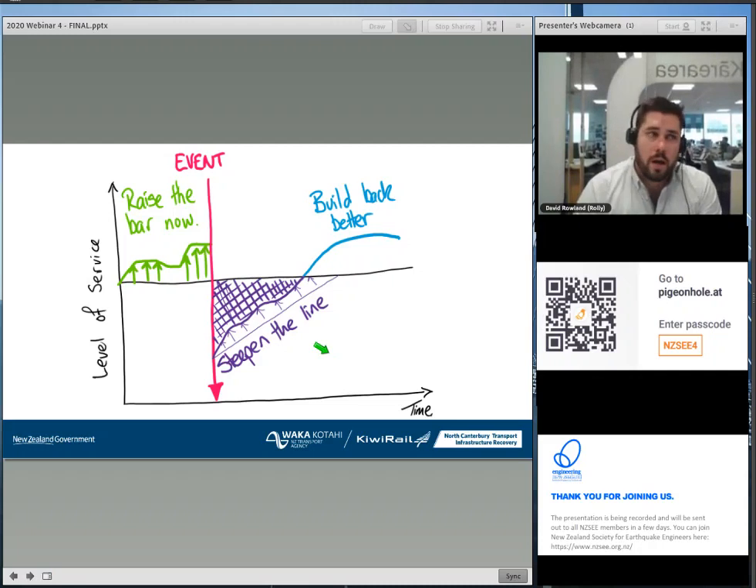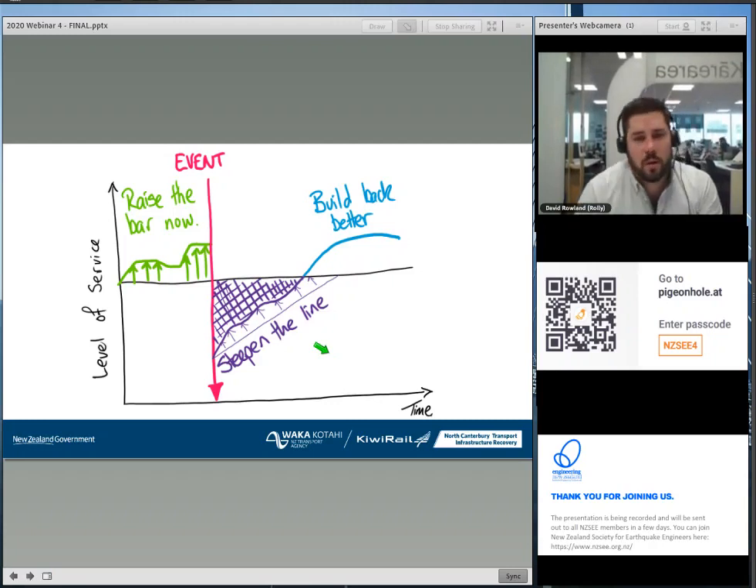And the other thing to note there is that previously I drew the steepening of the line as a linear line with a constant rate, but it's not. We had a much faster recovery effort prior to opening the road. And once we were mixing with the public, our rate of recovery slowed considerably as we had to dance around them and they had to dance around us on an active transport corridor.